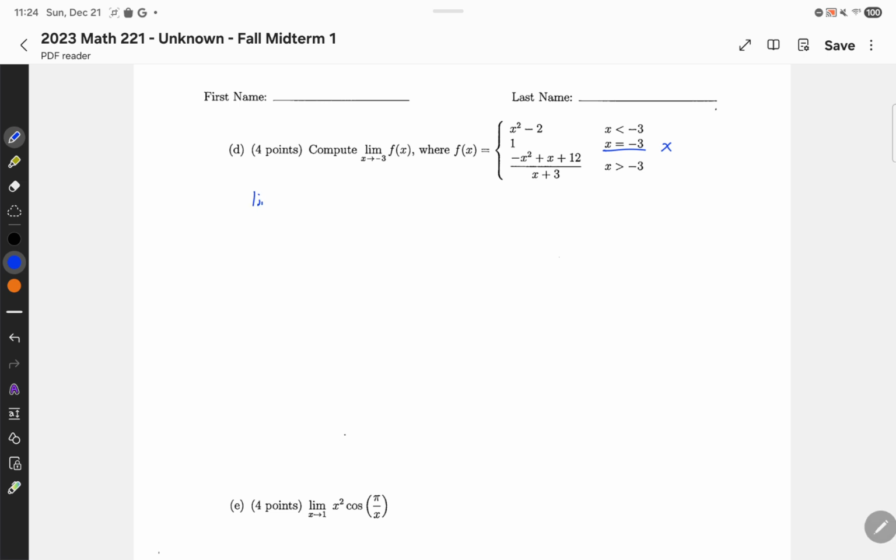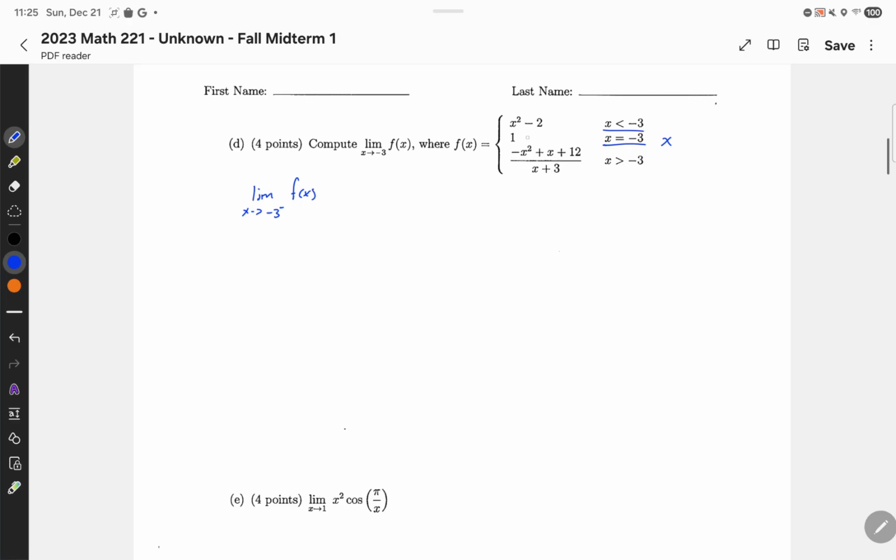So the limit as x approaches -3 from the negative side of f of x, well, let's go ahead and look at our piecewise function. When we are less than -3, we're going to be looking at this first part. So this is just going to be the limit as x approaches -3 from the negative side of x squared minus 2. Go ahead and put that in parentheses, and we can just plug -3 into that. We're going to get -3 squared minus 2, which is just 9 minus 2, which is equal to 7.